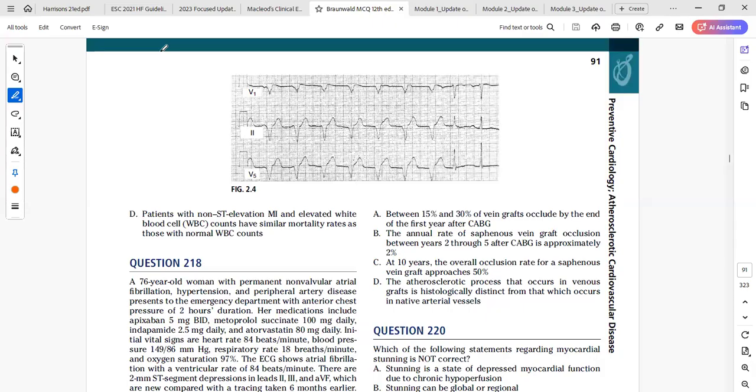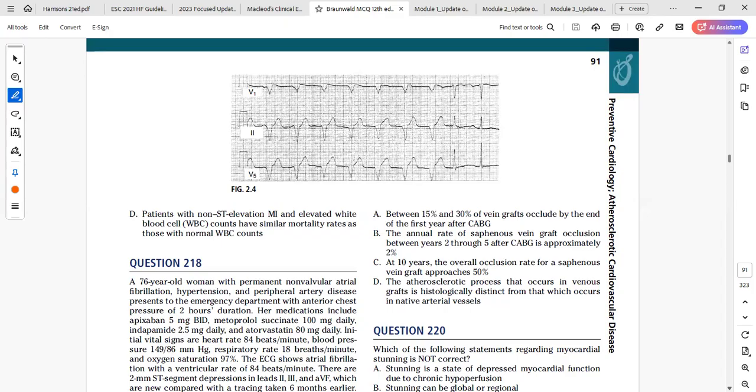So going to the options, option A says stenosis is a state of depressed myocardial function due to chronic hypoperfusion. So looking for the incorrect option, that is true, because the cause is usually from acute hypoperfusion, not chronic. Chronic usually happens in hibernation.